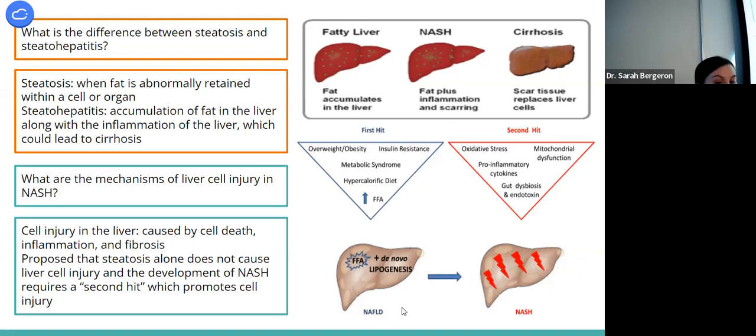So the first hit is kind of a hypothesis of the second hit versus first hit. The first hit is just the non-alcoholic fatty liver disease when it may be caused by obesity or insulin resistance. And then the second hit, like oxidative stress, the proposed mechanism producing that reactive oxygen species, increases inflammation, increases cirrhosis, and that's when you end up with NASH, the more extreme form.